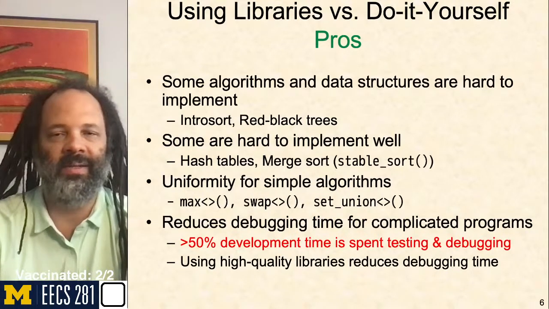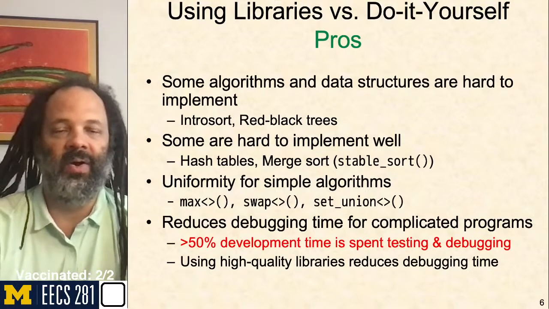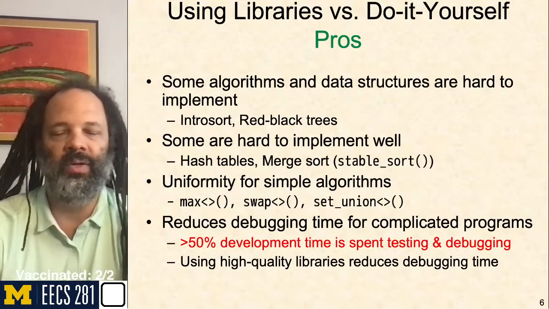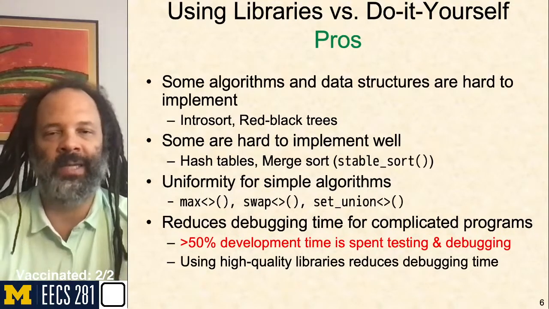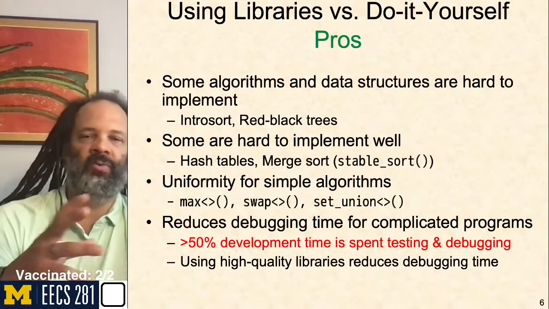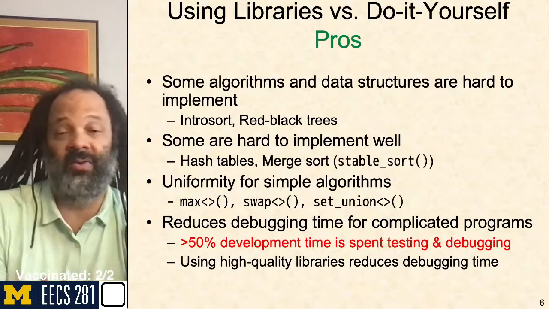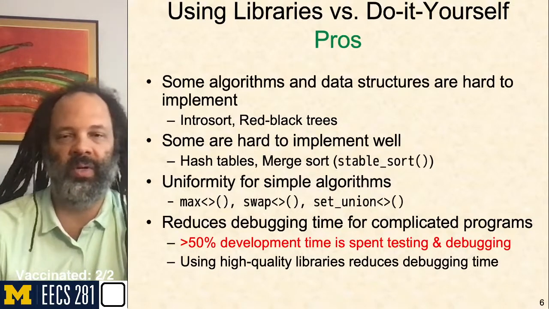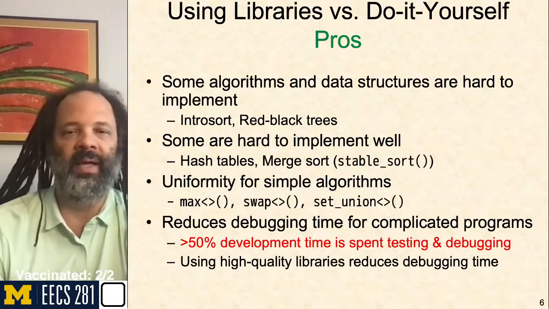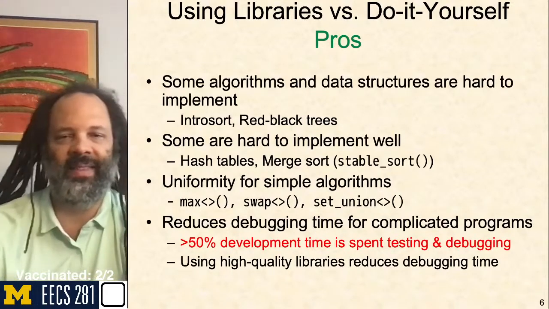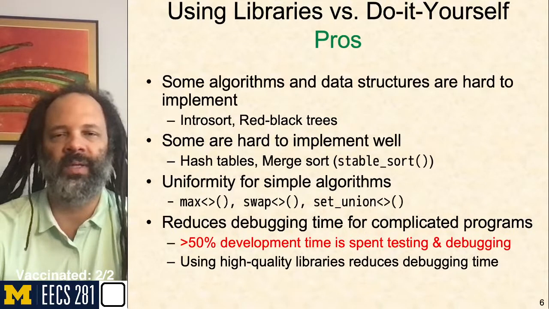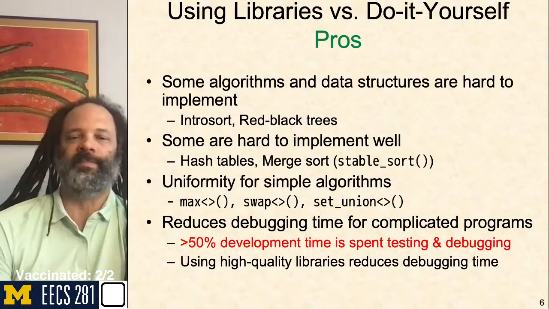A lot of things are hard to write, or they're hard to write really well. You can write them fairly easily, but to make them really efficient, it's hard to get done. So things like intro sort and red black trees are hard to write. Hash tables and merge sort are fairly easy to write, but to get them to be really, really screaming fast and still take care of that, that's kind of hard to do well. It's great when someone else does that for you.